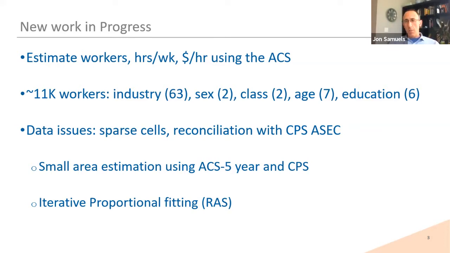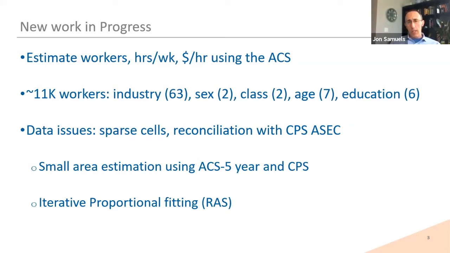We also track workers by 7 different age groups. If you remember the example that I just gave you about the doctors, these age groups are proxying for levels of experience. The other category that we track is the level of educational attainment, and we have 6 categories of educational attainment. Using the ACS, we estimate the number of workers and their hours worked per week.